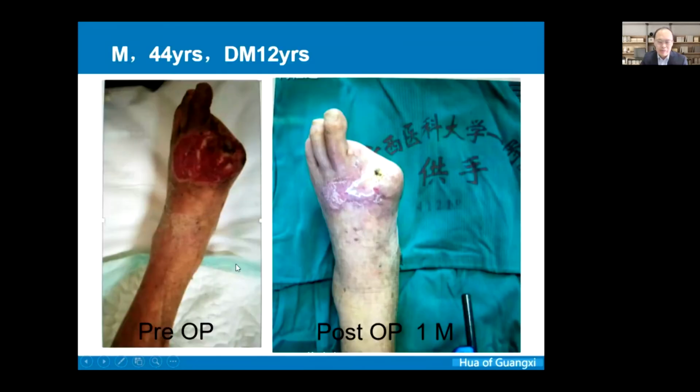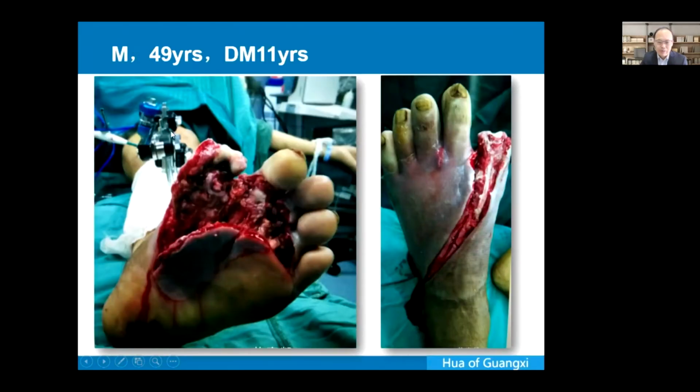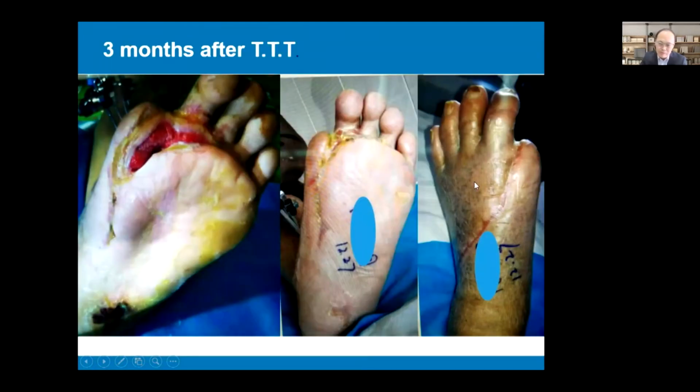From this case from Professor Hua in Guangxi province, you can see the pre and post comparison of the blood supply. The patient is after debridement, very severe. Before amputation, we can select this method. Using the TTT, 3 months later, it's healed.